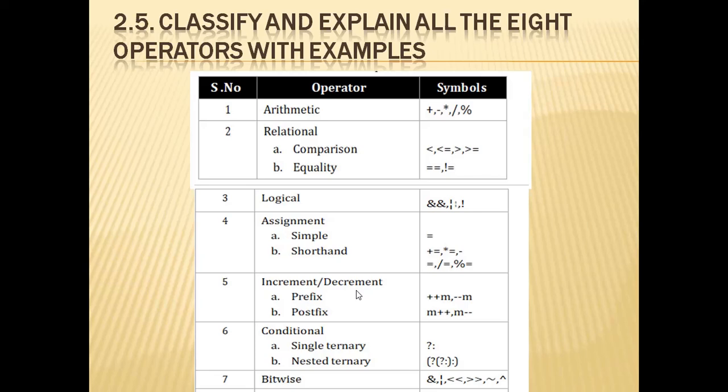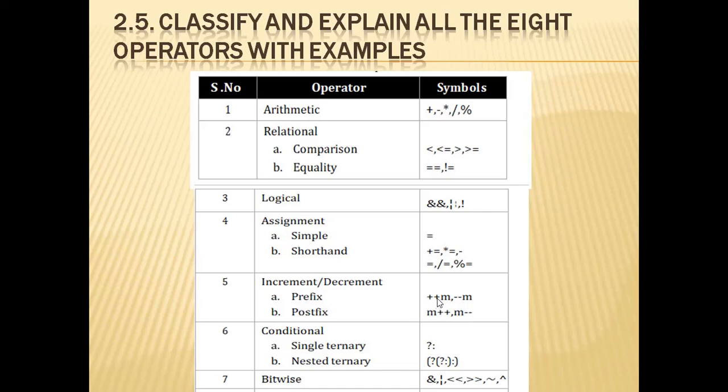And the next type is increment or decrement operators. Again, these are of two types. This is the prefix increment, and this is the prefix decrement. And next is postfix. This is the postfix increment, and this is the postfix decrement. The difference between postfix and prefix is that in postfix increment, first we assign the value and then we increase it. Similarly, in postfix decrement, first we assign the value and then we decrease it by 1. So this is the postfix decrement.